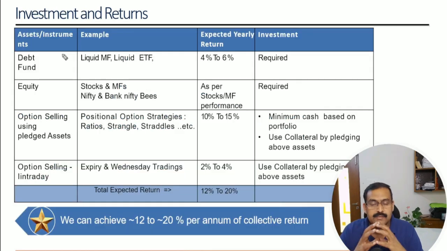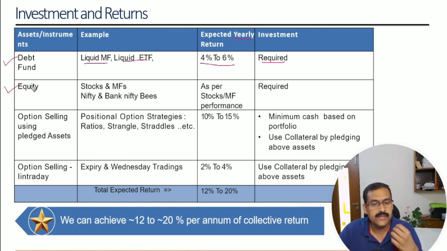Here is the table explaining the different assets or instruments and the respective yearly return. This is a yearly return, not the monthly return. The first one is debt instruments. The debt instruments can be liquid mutual funds or liquid ETF funds such as liquid Bs. They give you a similar return as the bank fixed deposit, which is around 4 to 6% depending on the duration that you invest. Of course, you need money to get this return from this type of instrument.